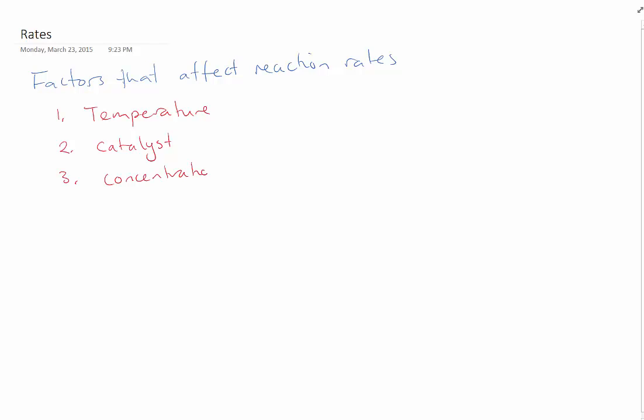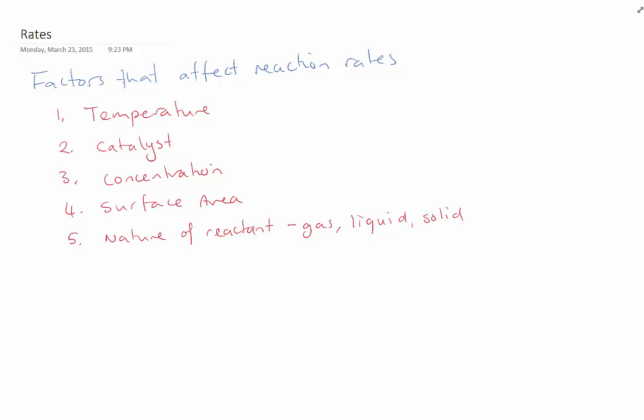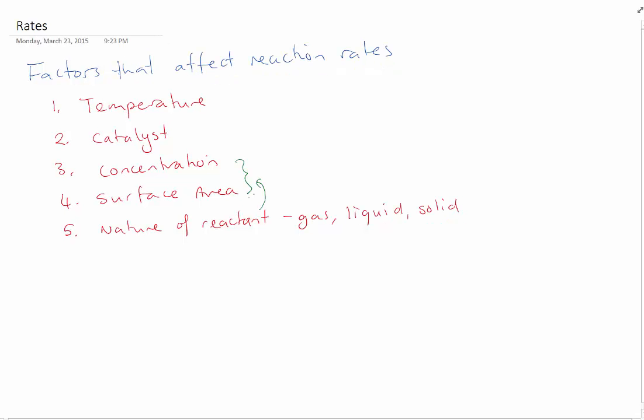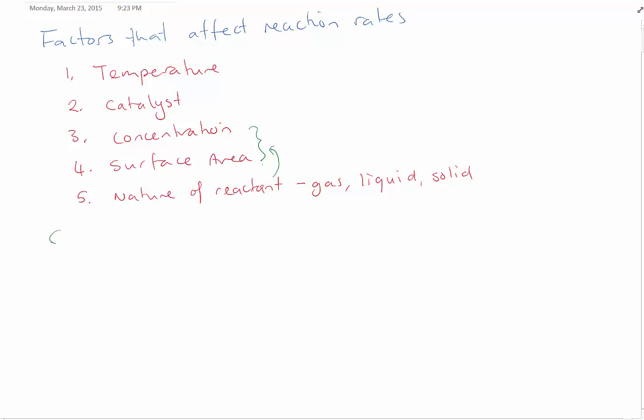Well, obviously there's temperature, which is the temperature of the whole system. There's the concentration of the reactants, there's the catalyst, there's also surface area, whether a reactant is finely divided particles or in big lumps. This can also be classed as the nature of the reactant. So the phase, such as the gas versus the liquid versus the solid, or the reactivity, such as a strong acid versus a weak acid, or a reactive metal versus a non-reactive metal.